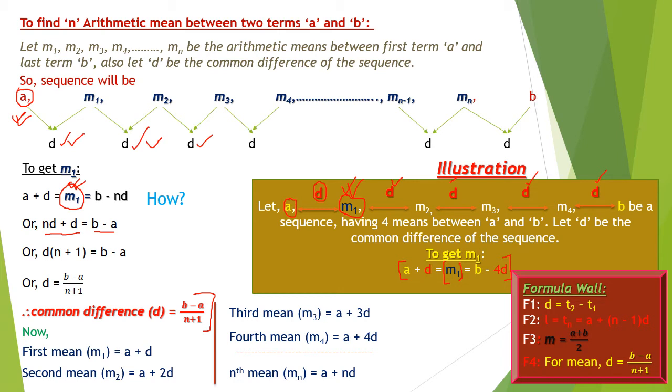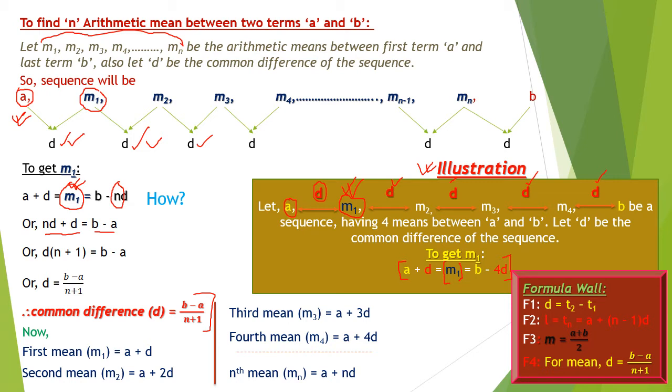So this concludes our derivation. Don't get confused, student. This illustration will help you to understand why n is written here, and it depends on the number of means. How many means are there? If there are n means between a and b, between the extreme values, the first and last terms, then here we have to subtract to get m1. Just focus on getting m1, not other values, not m2, m3, m4. We are not considering those. Only to get m1 we have to subtract n times d.